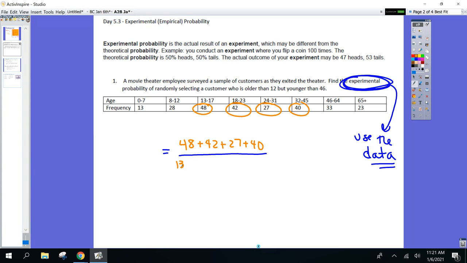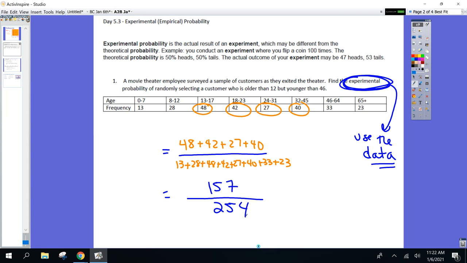So I'm going to take 13, 28, 48, 42, 27. And again, you guys can just go to your calculator and do this, but I want to show you step by step where these numbers are coming from. Okay? So that's what this probability is going to be. On top, you should have ended up with 157 people that are between 12 and 46. And the total number of people that they surveyed was 254.